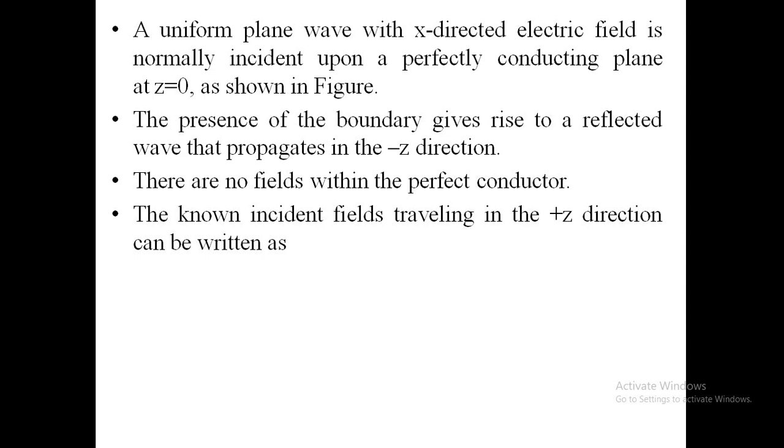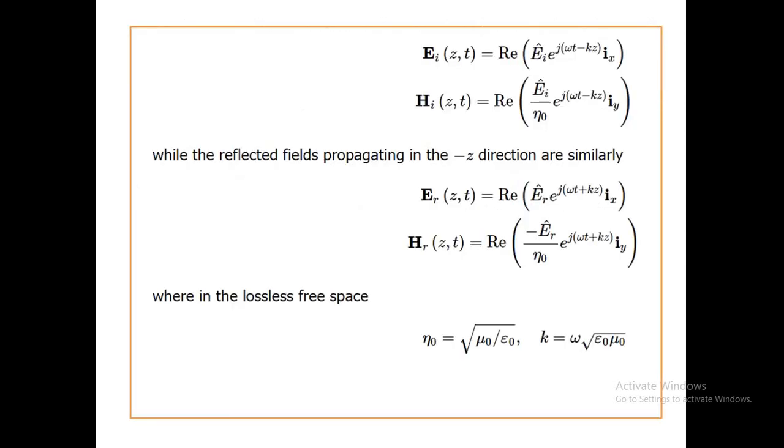The known incident fields traveling in the positive z direction can be given as Ei(z,t) and Hi(z,t), whereas the reflected fields propagating along the negative z direction can be obtained similarly as Er(z,t) and Hr(z,t), where eta naught is the intrinsic impedance of free space, which is given as the square root of the ratio of mu naught to epsilon naught, where mu naught and epsilon naught are the permeability and permittivity of free space, and the constant k is written as the product of the angular velocity to the square root of mu naught epsilon naught.